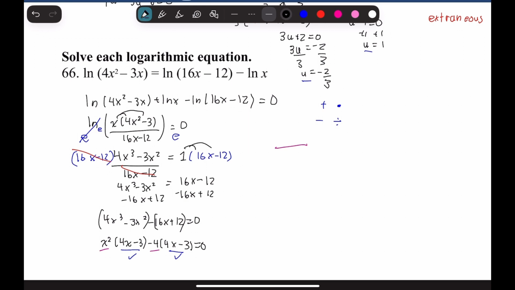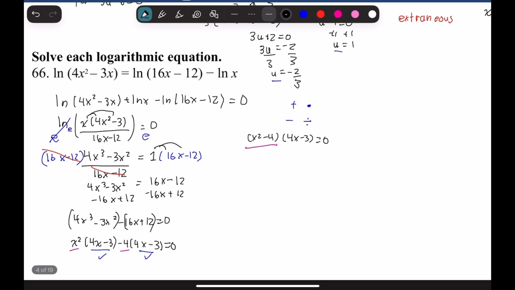So this is gonna be x squared minus 4 times 4x minus 3 is equal to 0. And this was the blue thing. You only take one of those. So this factors down into x plus 2, x minus 2, 4x minus 3 equals 0. X is going to be equal to negative 2, 2, and 3 over 4. But this is extraneous, and also this is extraneous.